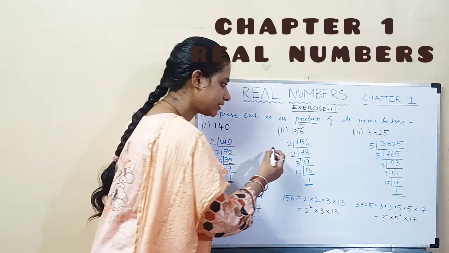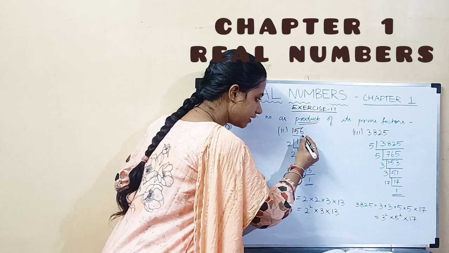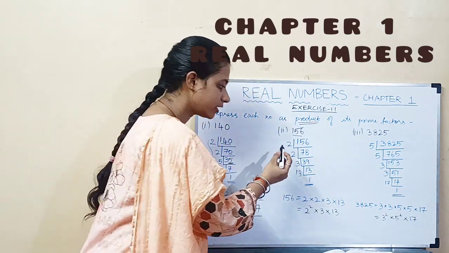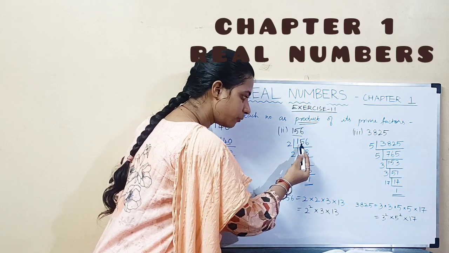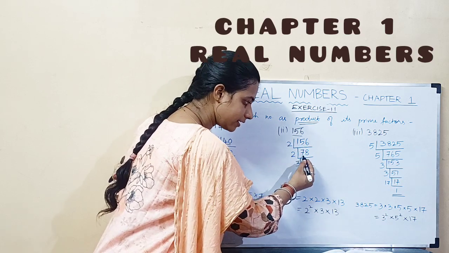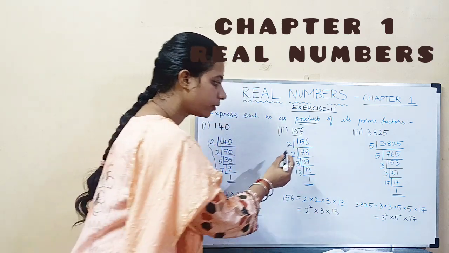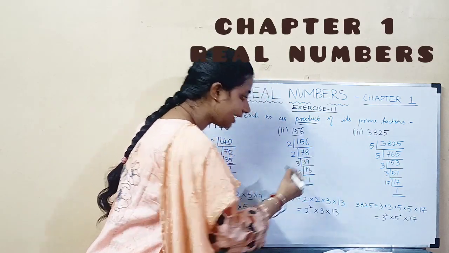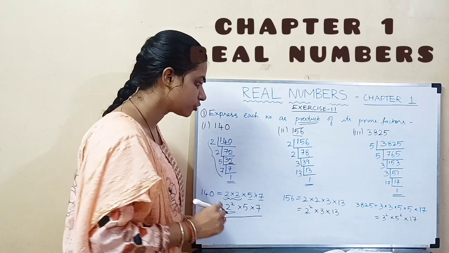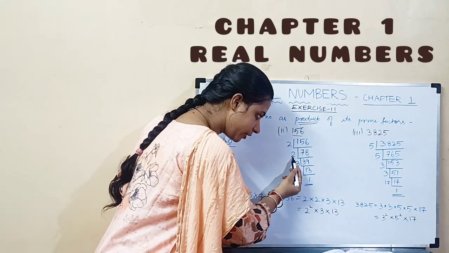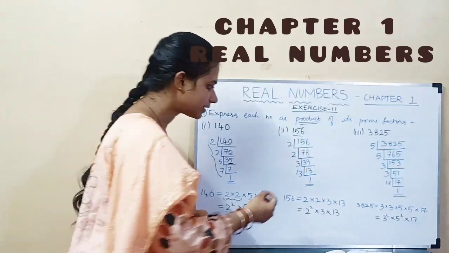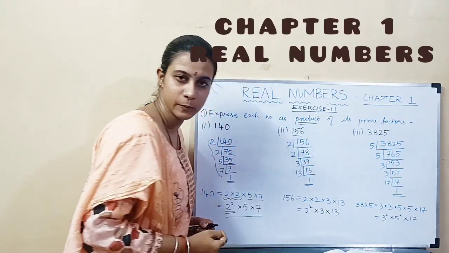Now coming to the second subdivision, the number given is 156. This is an even number. So first we will take 2, divide 156 by 2, we get 78. 2 into 78, 156. Now again 78 is an even number. So again we will divide it by 2 and we get 39.